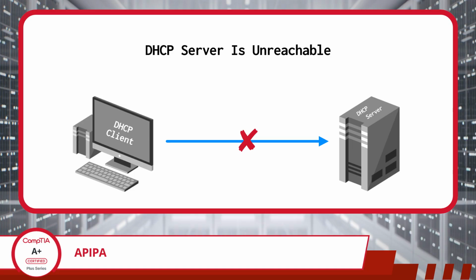Now, having an APIPA address will come with certain restrictions. The most significant limitation is the lack of internet connectivity. Devices with APIPA addresses can communicate with other devices on the same local network segment that also have APIPA addresses, but they cannot access external networks, including the internet. This is because APIPA is designed for local network communication only, and routers typically do not forward traffic originating from APIPA addresses to other networks.